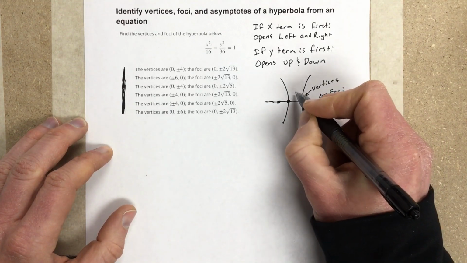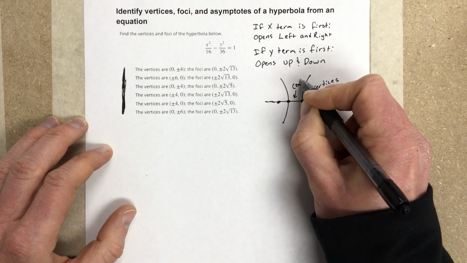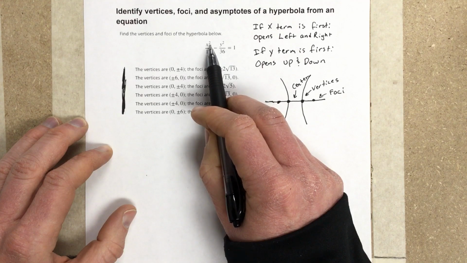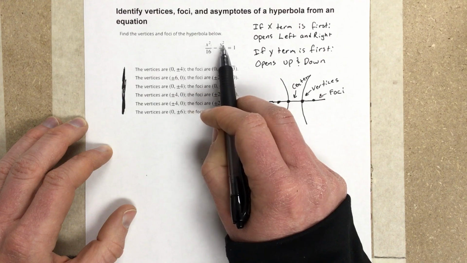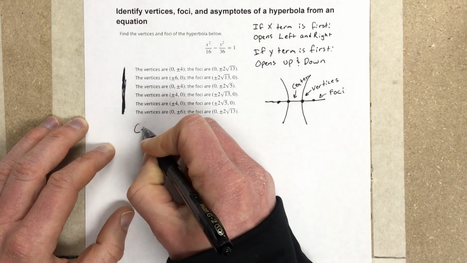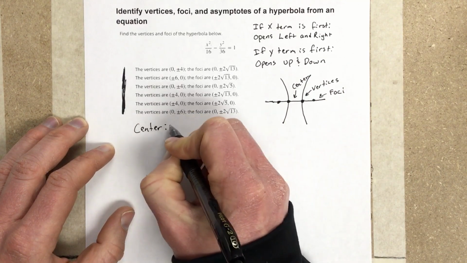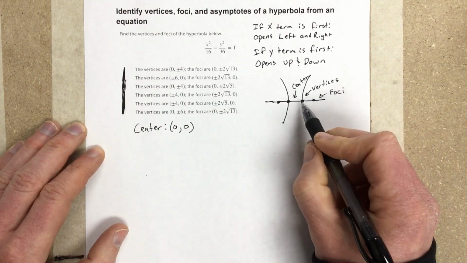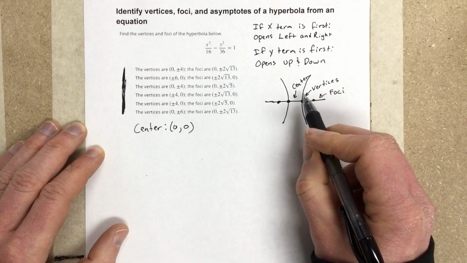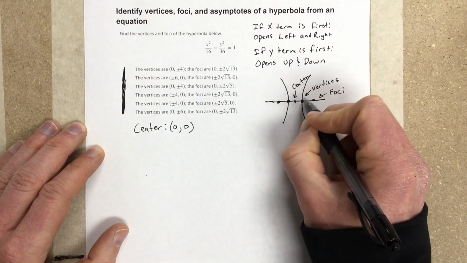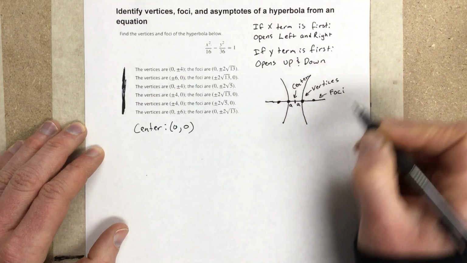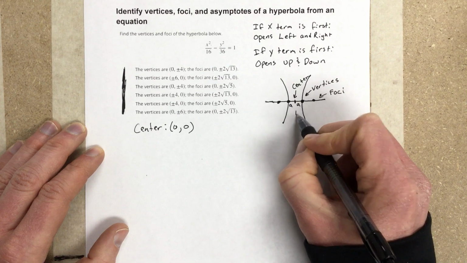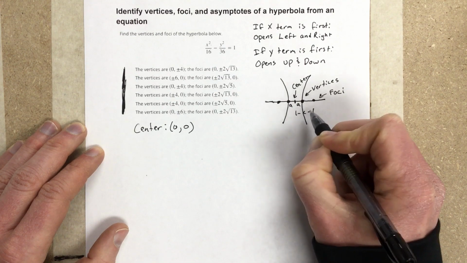So that helps us figure out how to get those coordinates. Once we know the center, which in this case, because we don't have any minus h or minus k values, is 0, 0. When we go to find our vertices, all we need to know is that the distance from the center to the vertex is going to be this a distance. And then the distance from the center to the foci is going to be this c distance that we're going to come up with in a second.